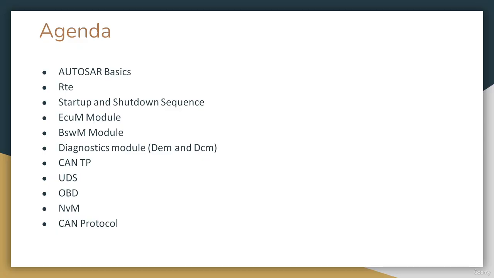Then we will discuss different RTE entities like ports, software components, runnables, and interfaces, in interfaces, sender receiver and client server interface. Then we will discuss the startup and shutdown sequence of an ECU. Then in the ECM module, we will discuss fixed and flexible ECM. Then we will discuss the various ECM states like startup phase, shutdown phase, up phase, sleep phase.